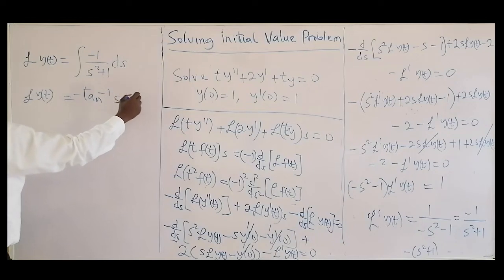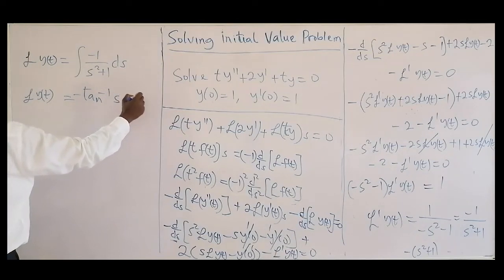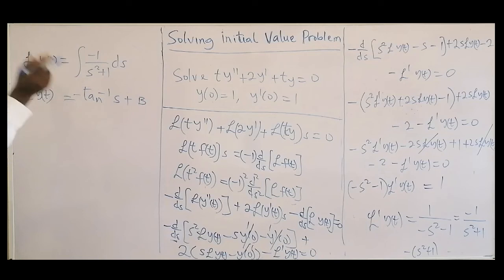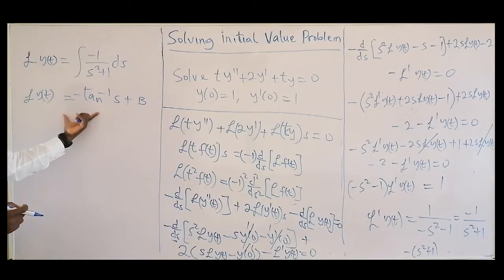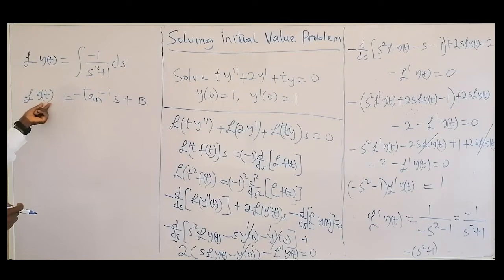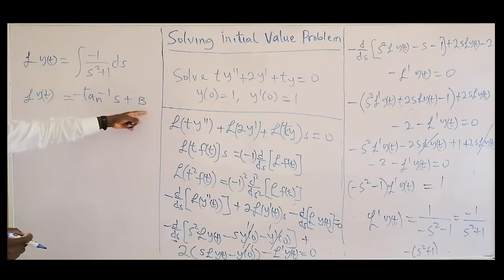Then you can put any constant we like, whether b or c, plus b or c. The choice is ours. So this is what we have now. Okay, then the target now is we are looking for y, not Laplace. So before we get the solution, we need to find this b.